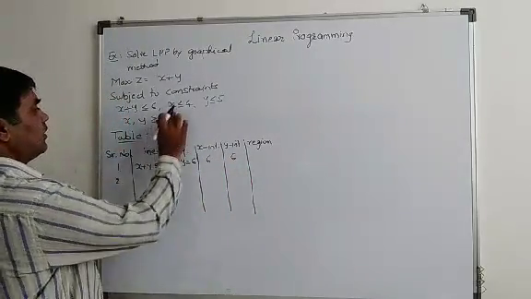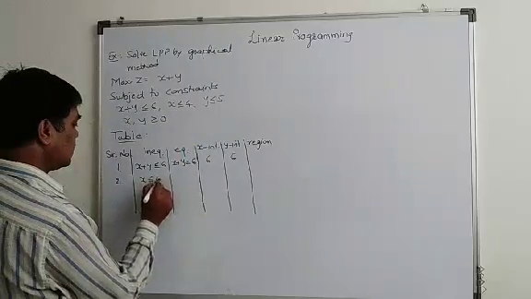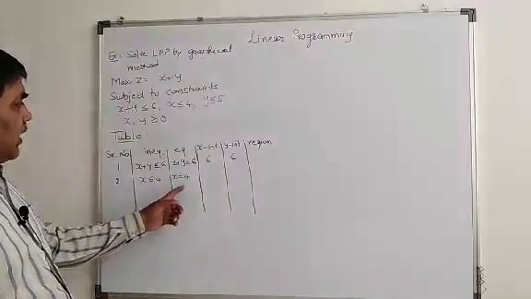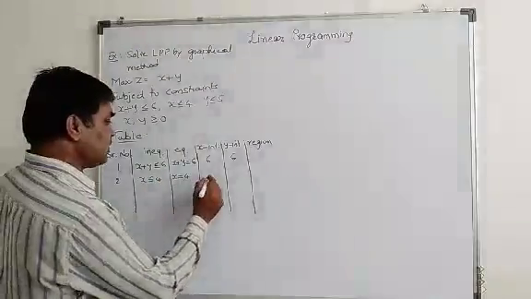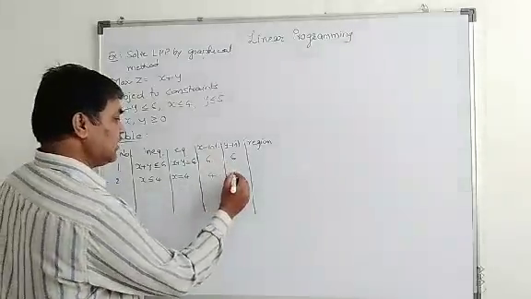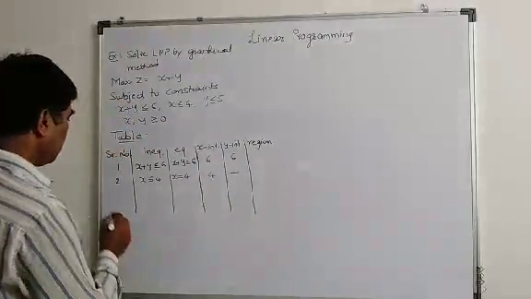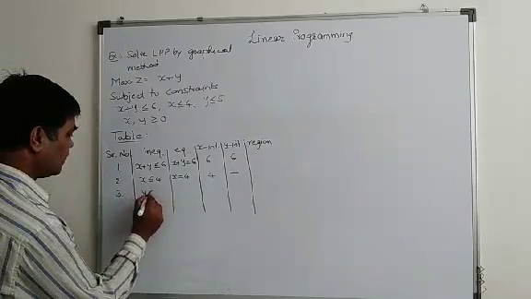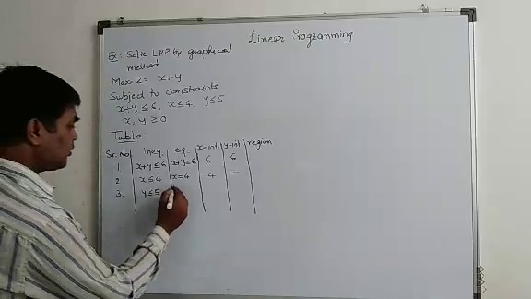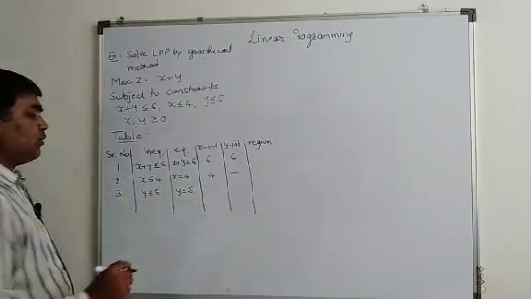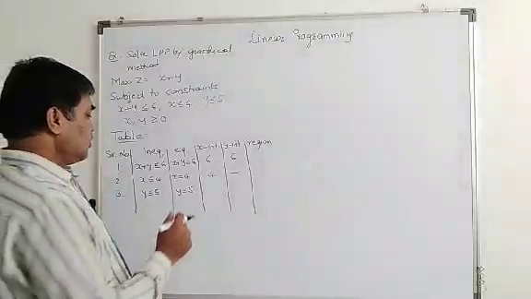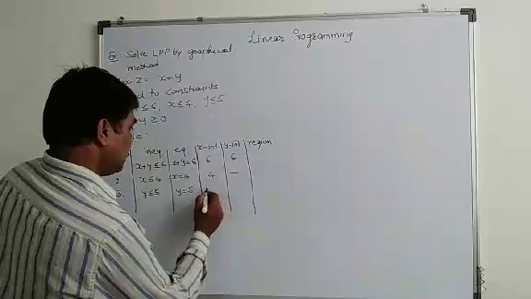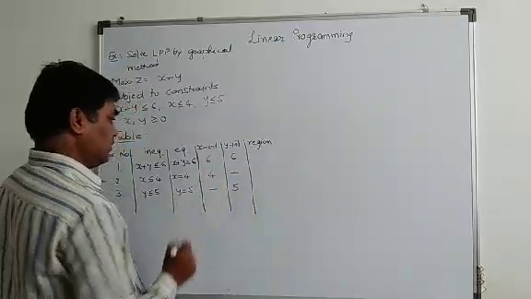Second, x less than or equal to 4, so x is equal to 4. This line is parallel to the y-axis. So its x-intercept is 4, but it doesn't cut the y-axis. It has no y-intercept. Third, y less than or equal to 5. So the corresponding line is y equal to 5. We know that the line y equal to b is parallel to the x-axis. This line y equal to 5 cuts the y-axis at 5. It has no x-intercept.